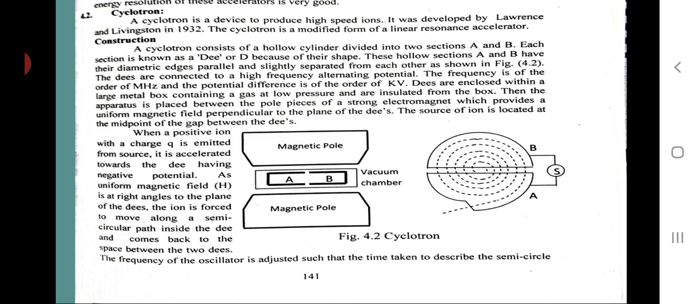When a positive ion with a charge q is emitted from the source, it is accelerated towards the D having negative potential. Suppose this ion is positive. First, consider that A is negative and B is positive. Then this positive ion is accelerated towards A, and suddenly A becomes positive and B becomes negative. So these ions can be accelerated towards B like this. The motion of these ions is like this and they can be incident on a target.